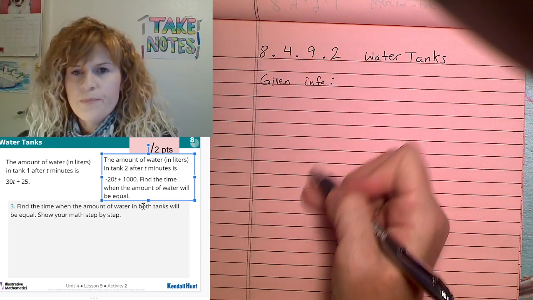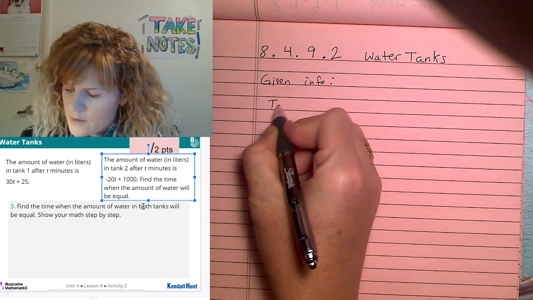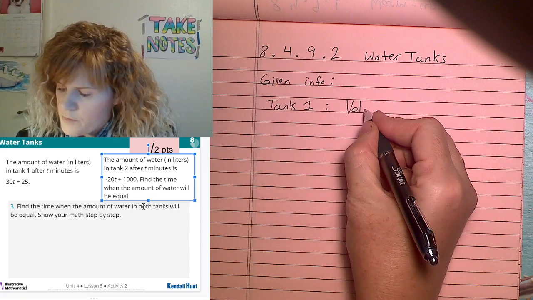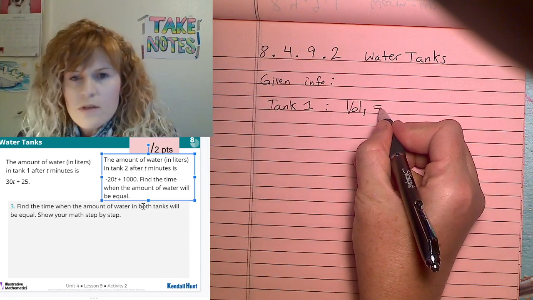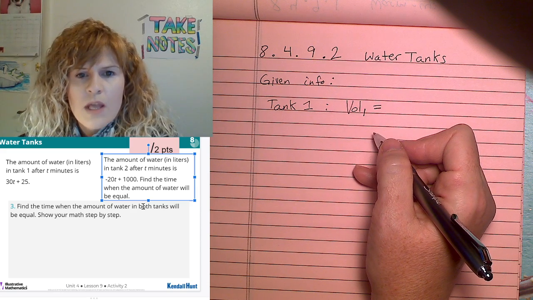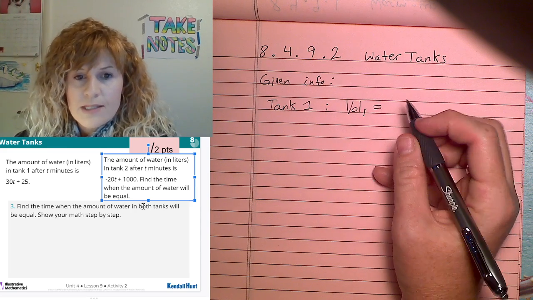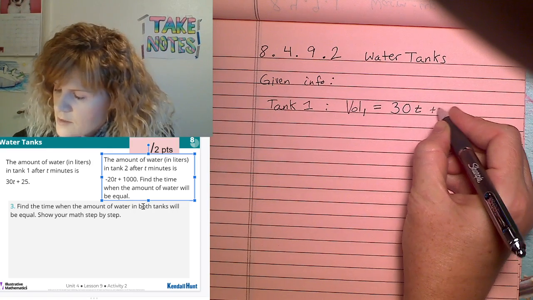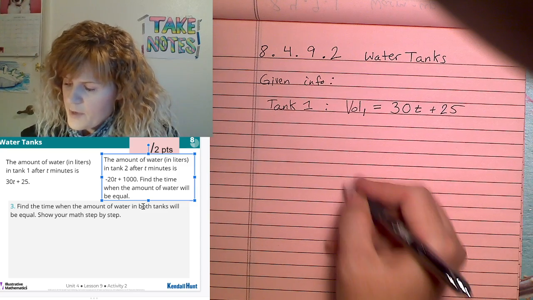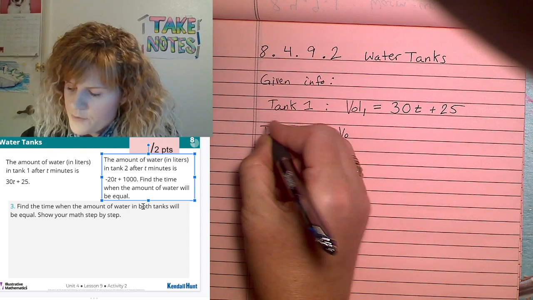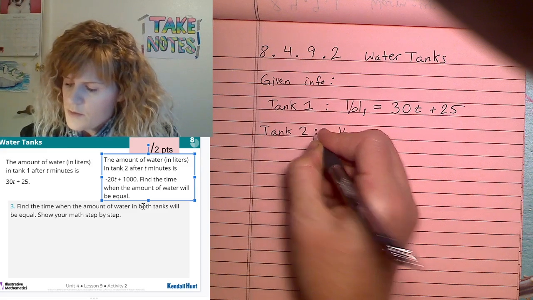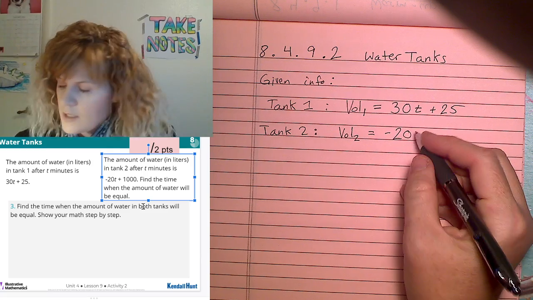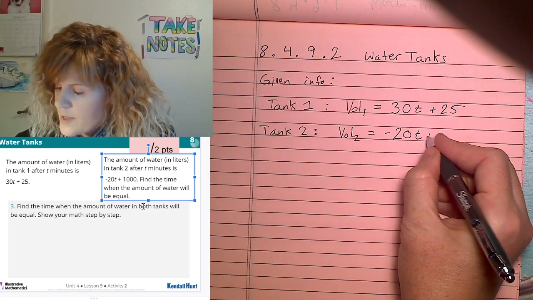Just write given info. And then for tank 1, we are told the volume. I'm going to write volume 1. The volume in tank 1 at some minutes called T equals 30T plus 25. Okay, they give us that information. And they give us the information for tank 2. So for tank 2, the volume equals negative 20 times T plus 1,000.